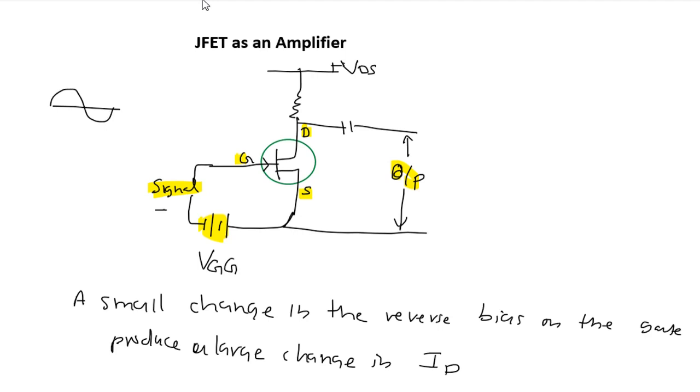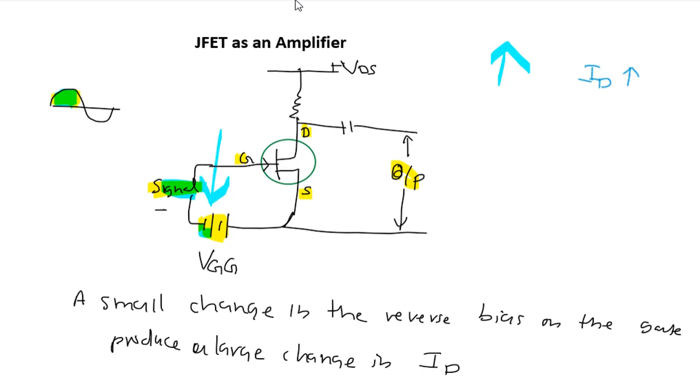This is the input signal. Then during the positive half cycle, that is during this positive half cycle, the reverse bias on the gate, we are applying a reverse bias, and during the positive half cycle, the reverse bias here will decrease. So if reverse bias decreases, then the channel width will increase, and if channel width increases, then ID will increase. The drain current ID will increase.